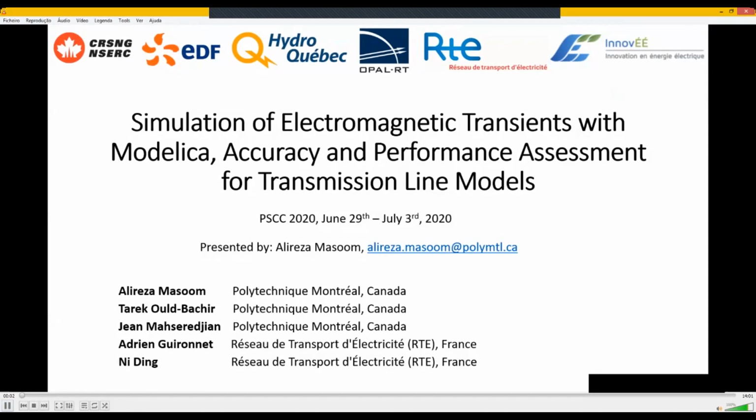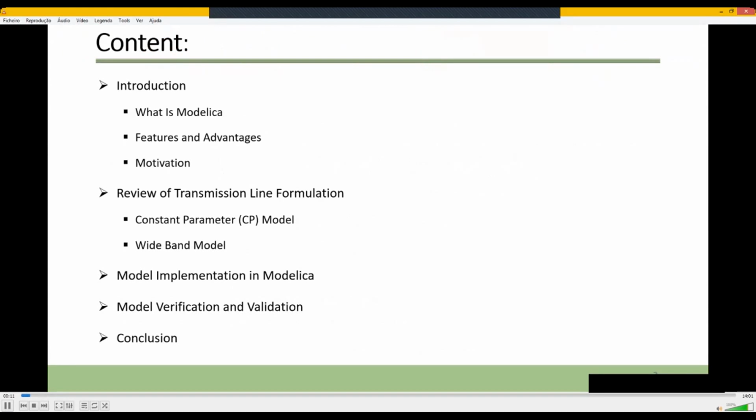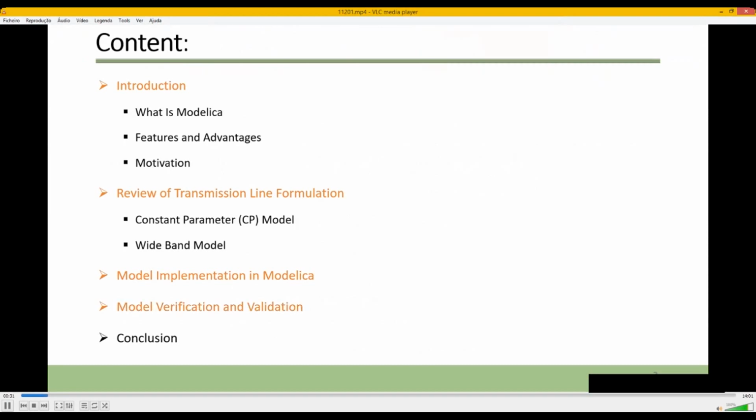Hi there, I'm so pleased to present you the article titled Simulation of Electromagnetic Transients with Modelica, Accuracy and Performance Assessment for Transmission Line Models. In this presentation, first we have a short introduction on the Modelica. Then the theory of transmission line is briefed, focusing on wideband and constant parameter model. Next, it's explained how we model transmission line using the Modelica language. Afterwards, the results obtained by simulation in open Modelica environment are compared with EMTP. We will speak about the accuracy and performance of our models. At the end, we will go through conclusion.